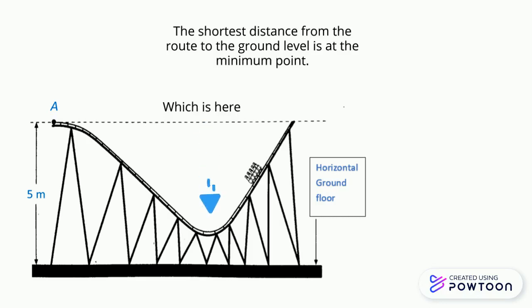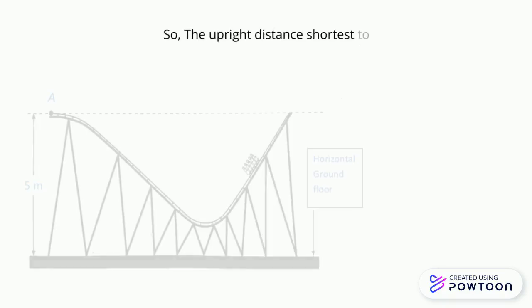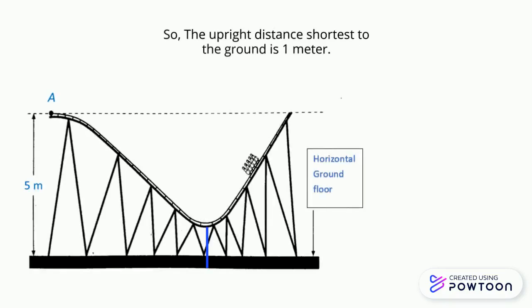When we subtract 4 from 5, we get 1 meter. So in conclusion, the shortest distance from the roof to the ground level is 1 meter.